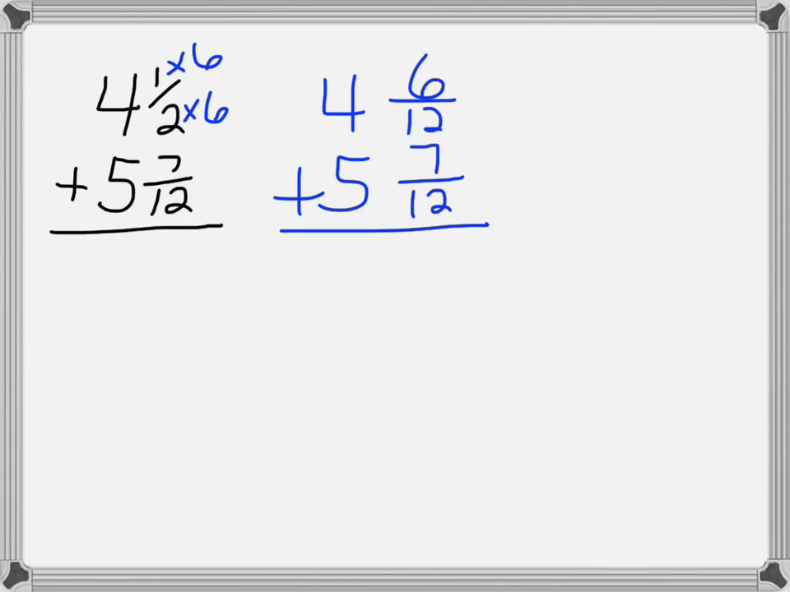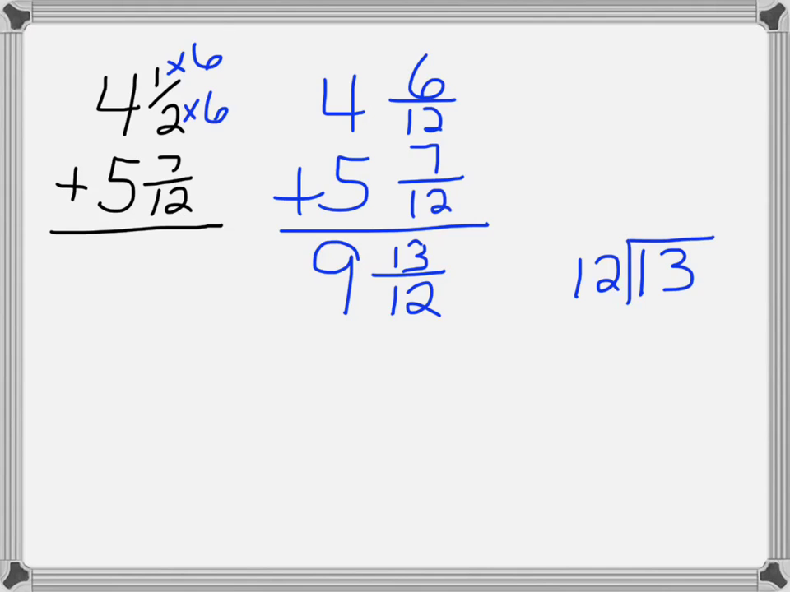2 and 12 also go into 24. You could use 24 and you'll come out all right in the end. It will just be a larger number to have to reduce. So I add the 4 and the 5, 9. And when I add my fractions, 6 plus 7 is 13 over 12. 13 over 12 is improper. It's more than 1. So let's make the 13 over 12 mixed.